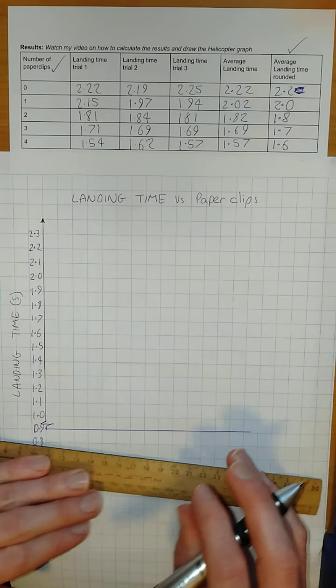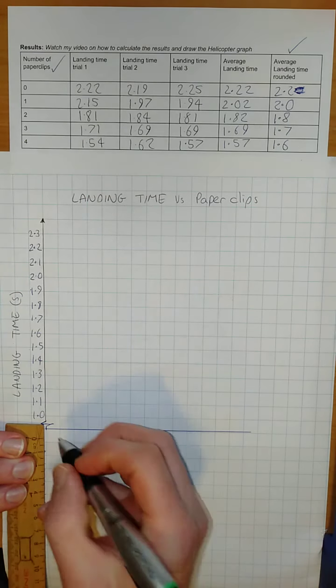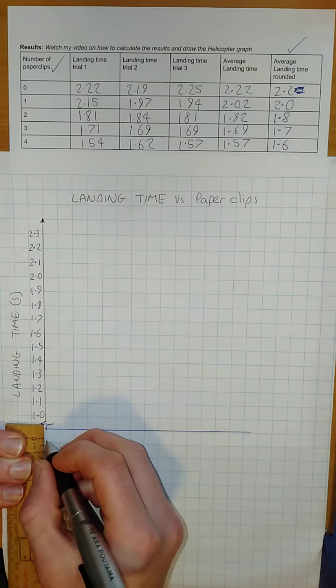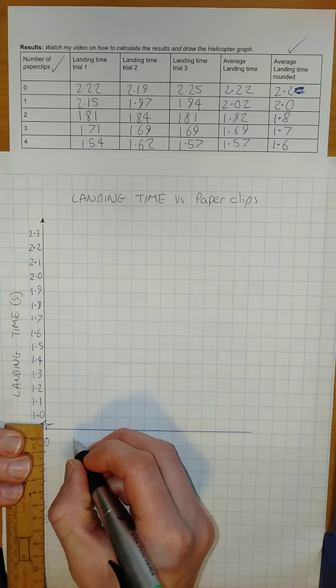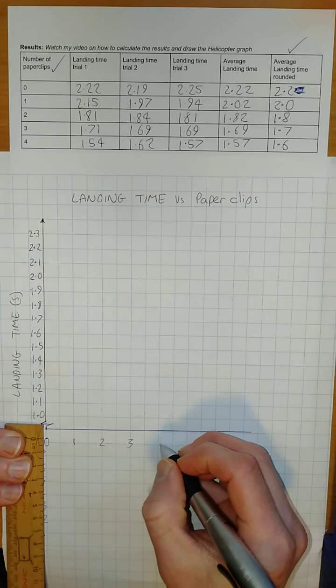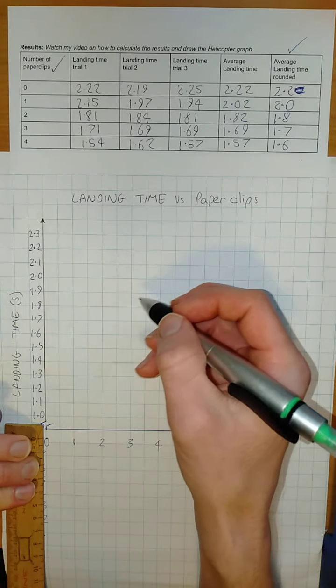Then I can make this here my horizontal axis. We'll ignore all of those numbers there. And then we're going to be starting on the number of paper clips. My first one is going to be 0. Then we're going to skip a line just to make ours a little bit wider. 1, 2, 3, 4, 5 paper clips. And now we can start plotting.